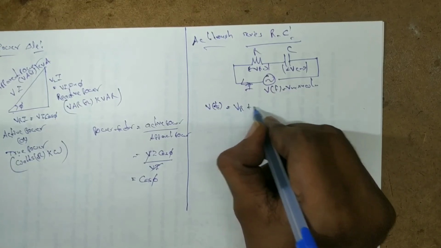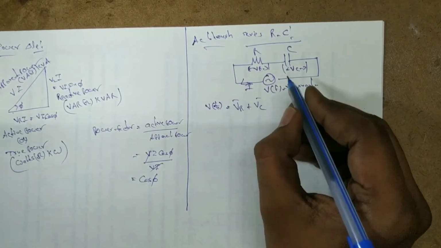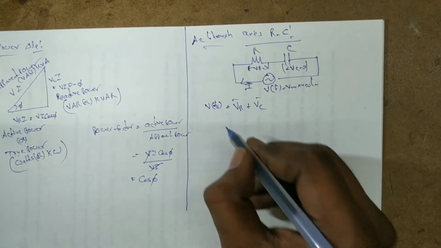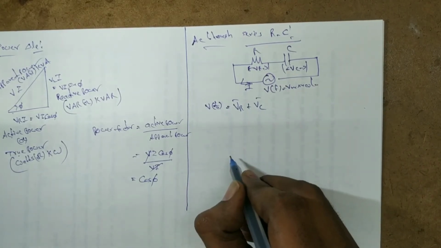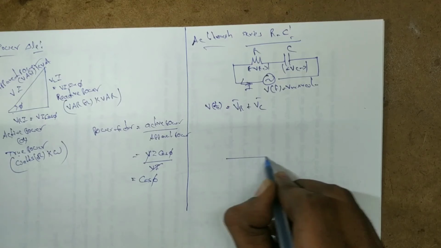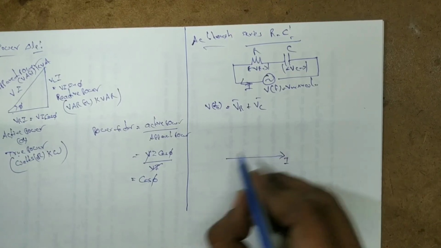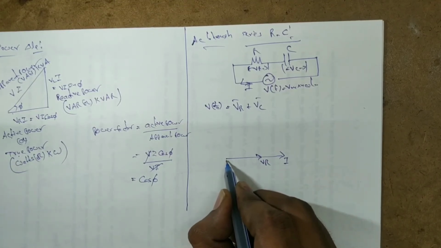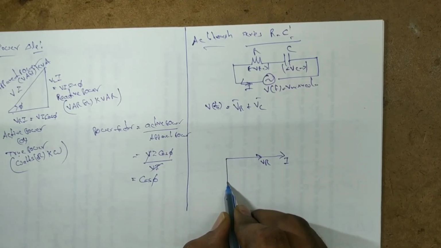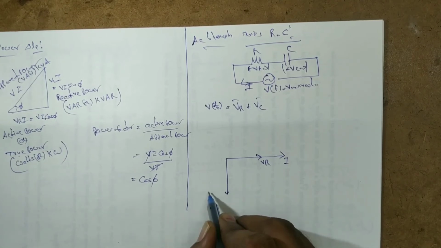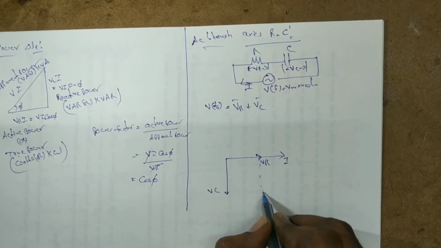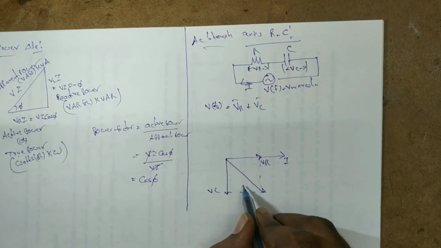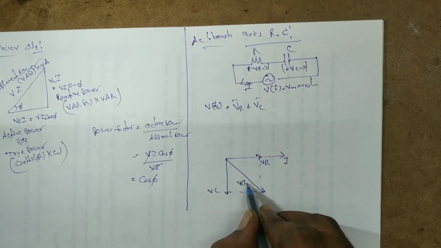So V equals VR plus VC, just like the RL circuit. Now let us draw the phasor diagram. In this also the current I is constant, so we take I as the reference. Voltage VR will be in phase with I, and voltage VC will be lagging with respect to current, and the vector sum of VC and VR will be equal to total V at an angle of phi.